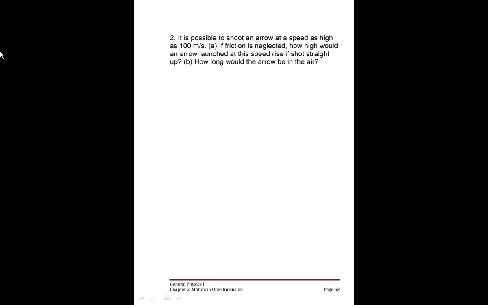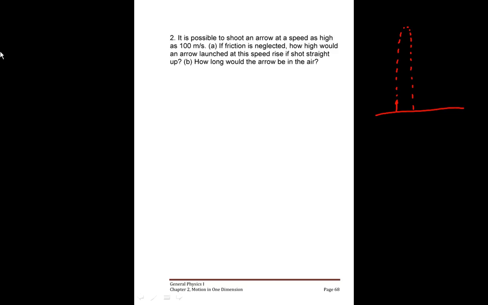It's possible to shoot an arrow to a speed as high as 100 meters per second. Friction is neglected. How high would an arrow launched at this speed rise if shot straight up, and how long would the arrow be in the air? I always find it useful to draw a picture. Let's draw a picture right over here. This is my ground. I have an arrow. I shoot it up, and it comes right back down again.